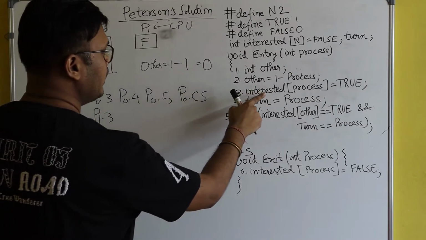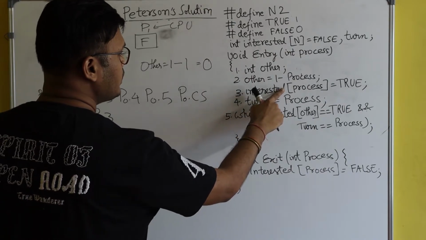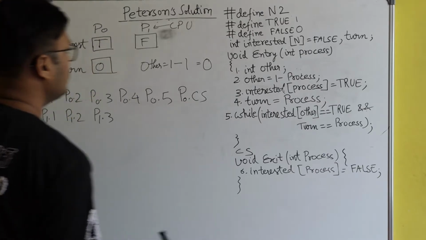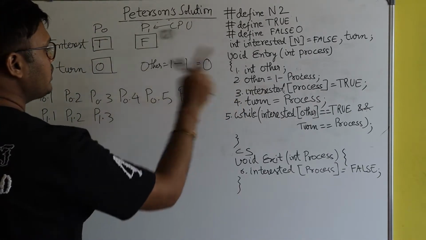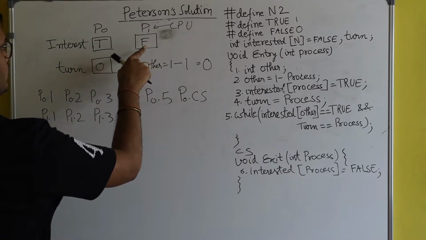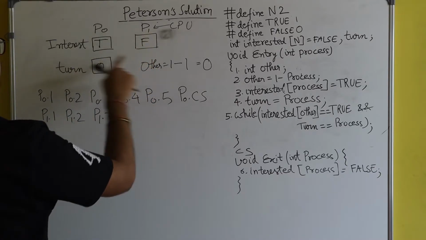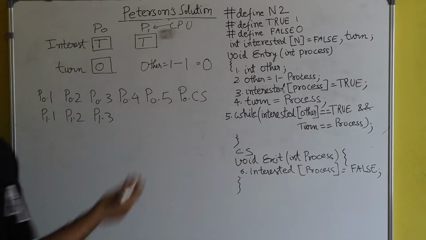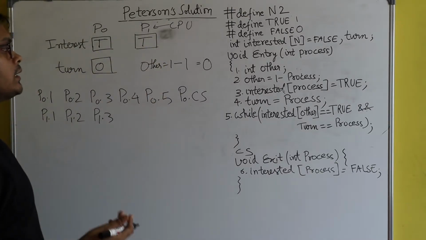Okay. Now P1 will execute line number 3. In line number 3, interest of process is equal to true. So now here you see interest of process. It means what? P1 will become true. So now it is true. Why? Because P1 wants to enter inside the critical section.